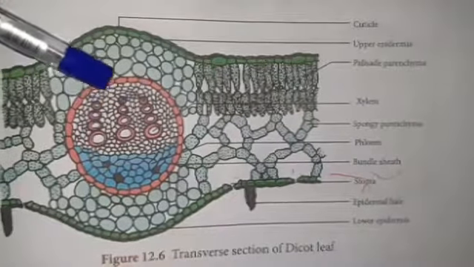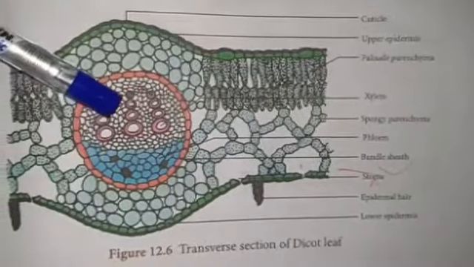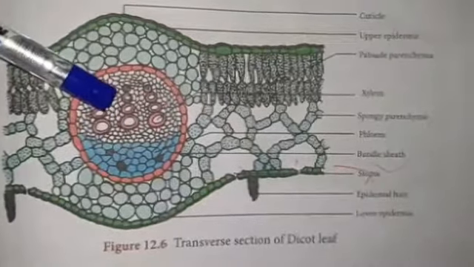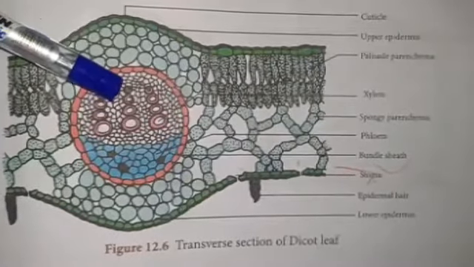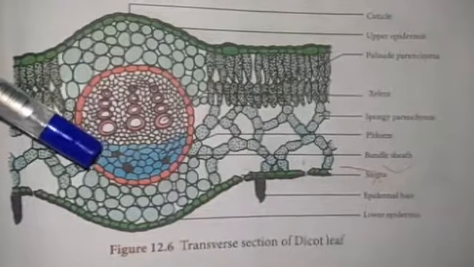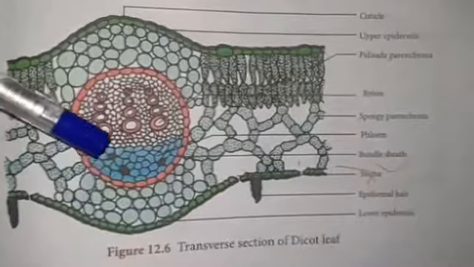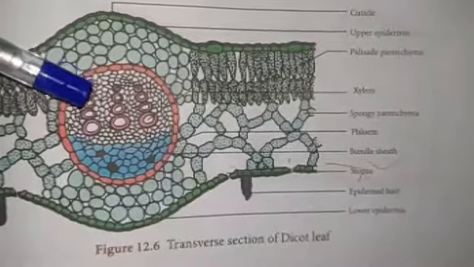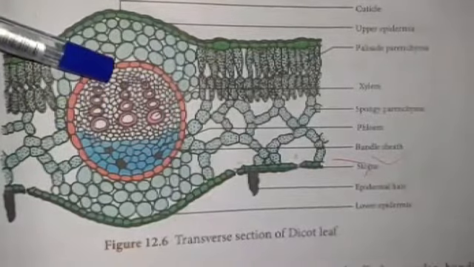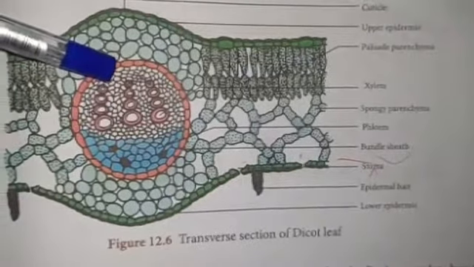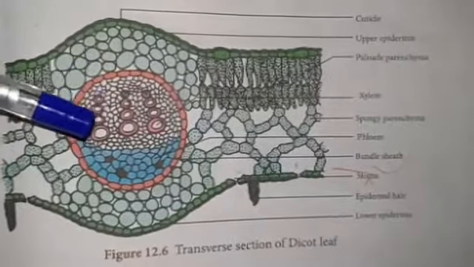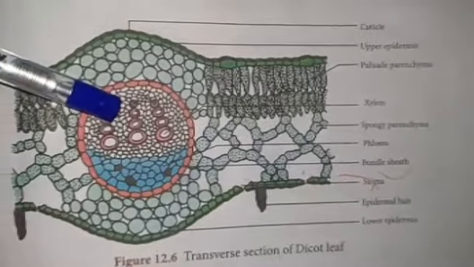The last is the vascular tissues. In leaf, the vascular tissues consist of phloem and xylem. The leaf vascular bundles are conjoint. Conjoint means the phloem is facing towards the outside, whereas the xylem is facing towards the inside. Collateral, conjoint, collateral and closed. So in conjoint vascular bundle, the xylem and phloem are arranged in the same radii.